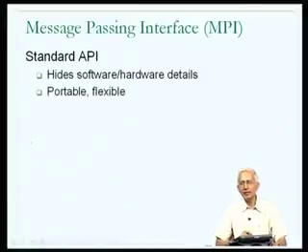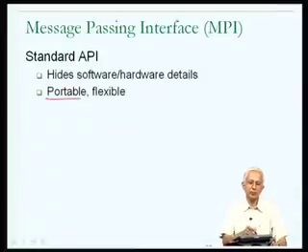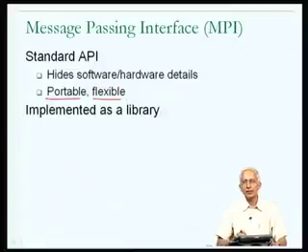This makes MPI programs portable, in that you could write a parallel application using MPI message passing and run it on one particular parallel machine. You could then take the same MPI program and run it on a cluster of workstations and expect it to run correctly on the cluster of workstations. So the portability is good because it hides the hardware and software details. There's also some flexibility which results. Now, as I mentioned, MPI is implemented as a library.